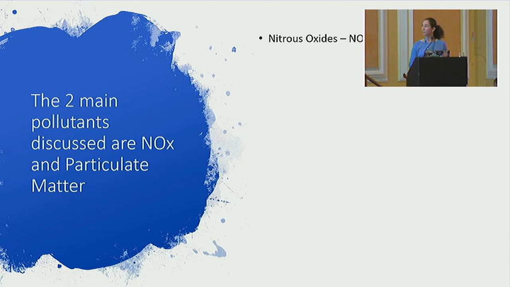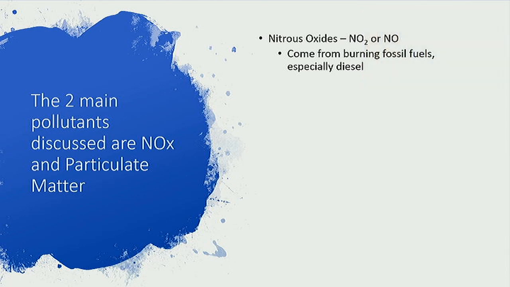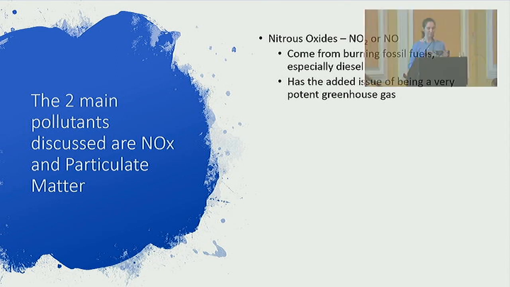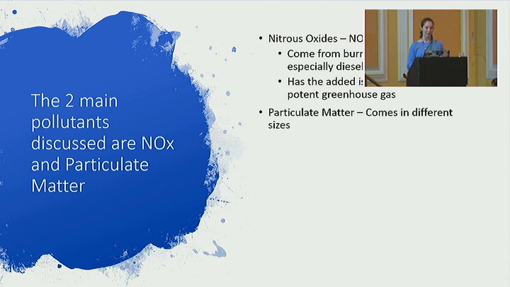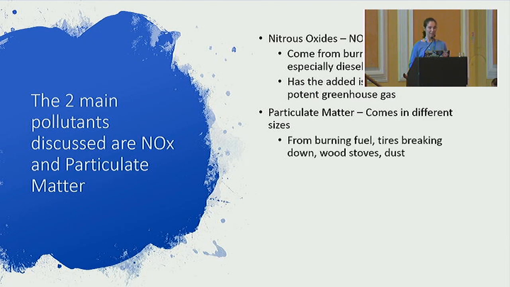There's nitrous oxides, which you probably have heard of from the VW scandal and the fact that burning diesel cars produce quite a lot of nitrous oxides, and they have the added problem of being a very potent greenhouse gas. So bad for global warming as well. And the other one people talk about quite a lot is particulate matter, which is essentially just dust. It comes from burning things like fossil fuels. It also comes from when you brake and your tires grind down and things like that.